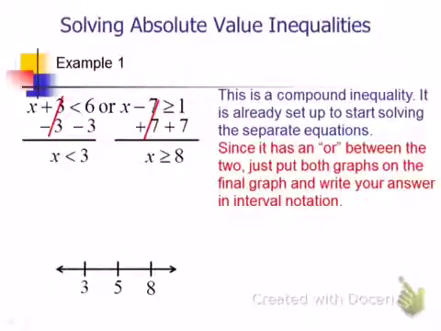All right, how do you graph x is less than 3? Open circle and shade to the left. And x is greater than or equal to 8. Closed circle and shade to the right. So we're just going to do both of those inequalities together on the same number line, and that's our solution.